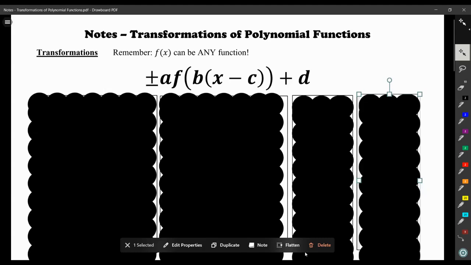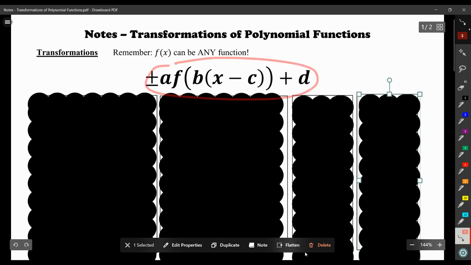Transformations of polynomial functions. We have transformed functions previously. Now we're going to apply the same transformations with a polynomial. So just a quick review. Remember that f of x can be any parent function. It can be a linear function. It can be an absolute value, a quadratic, a cubic, and so on. This is just the basic idea of transformations.